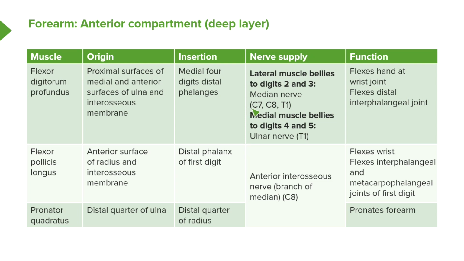The nerve supply: it has a dual nerve supply. The lateral muscle bellies, the ones going to digits 2 and 3, are supplied by the median nerve, and the tendons going to digits 4 and 5 are supplied by the ulnar nerve. So flexor digitorum profundus has 2 nerves supplying it, the median nerve and the ulnar nerve.